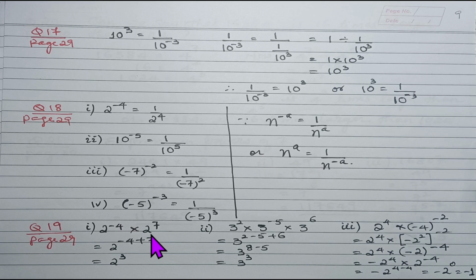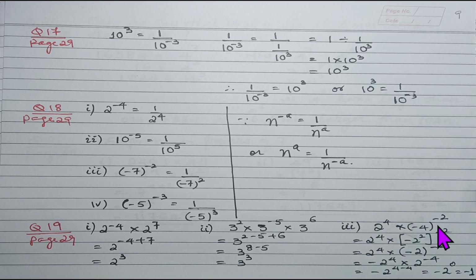Now 2 raised to minus 4 into 2 raised to 7, the base is same, add the powers. 2 raised to minus 4 plus 7 is 2 raised to 3, so the answer is 2 raised to 3. Now if you have multiplication of 3 raised to 2 into 3 raised to minus 5 into 3 raised to 6, the base is 3, the powers are 2, minus 5 and 6, add them, because multiplication is addition of powers, so 3 raised to 2 minus 5 plus 6 becomes 3 raised to 8 minus 5, and that is 3 raised to 3.